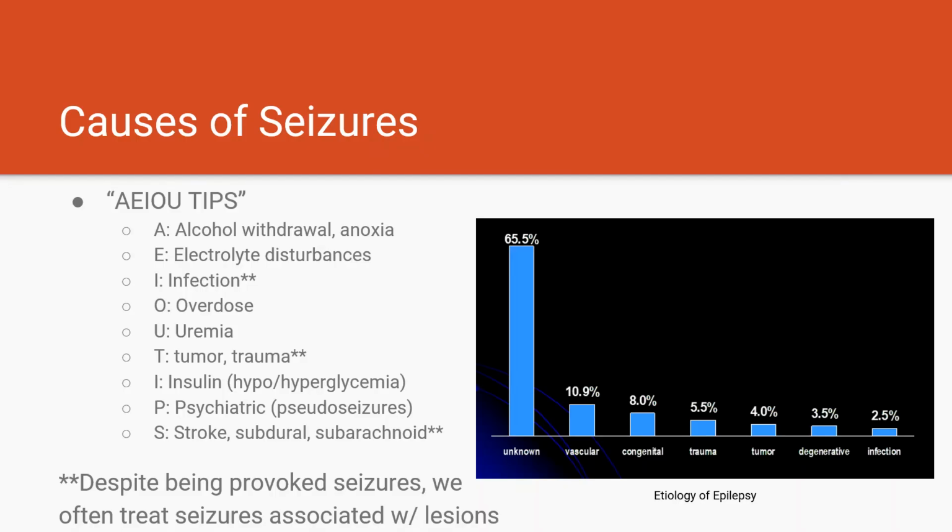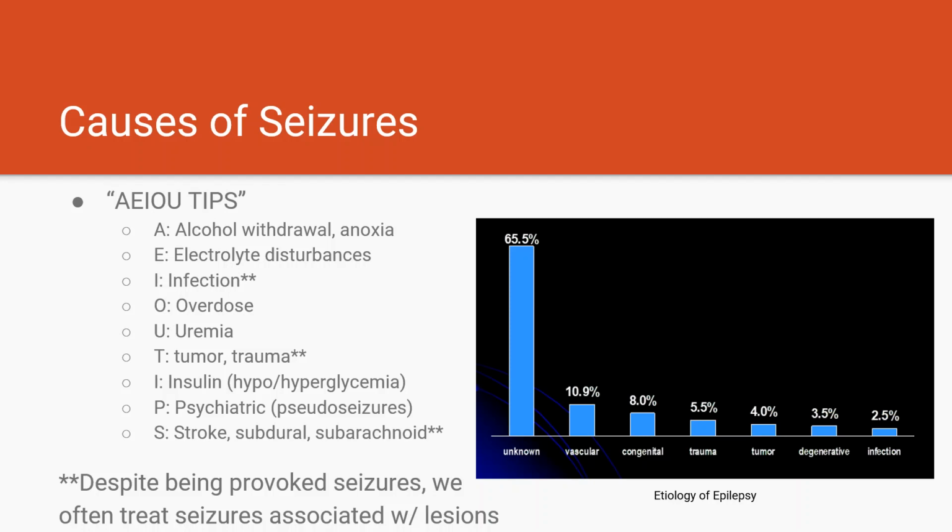Okay, so let's move into seizure workup next. But before learning that, you actually have to have a basic understanding of the causes of seizures. There are several things that can cause seizures. One helpful mnemonic, if you like those, is AEIOU TIPS, which as you can see here stands for A, alcohol withdrawal or anoxia; E, electrolyte disturbance; I, infection; O, overdose; U, uremia; T, tumor or trauma; I, insulin, which can be either hypo or hyperglycemia; P, psychiatric; and S, which refers to stroke, subdural, subarachnoid.